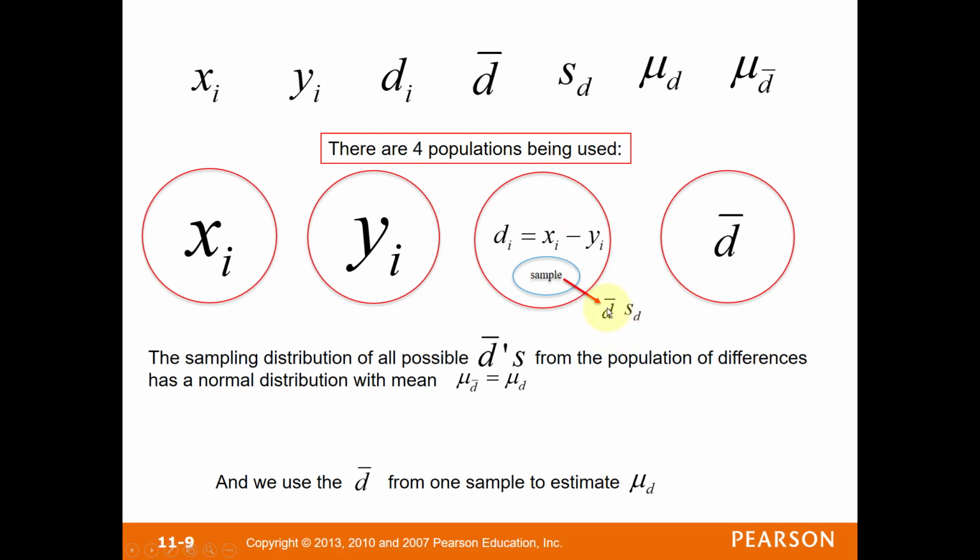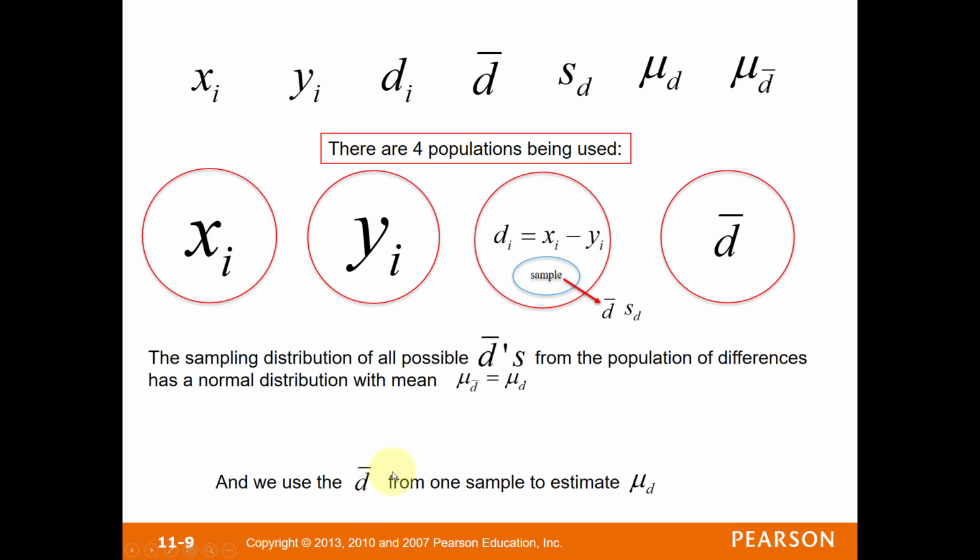We take one D bar and we use that to estimate mu subscripted D, just like we used X bar to estimate mu. This fourth population is theoretical, and we use that to understand what the long-term pattern is and how often a single D bar will be an accurate measure of mu subscript D. This theoretical distribution has a normal distribution if the conditions are met, and its mean is mu subscript D bar. Just like before, mu equaled mu of X bar, mu of D bar equals mu of all the D's.